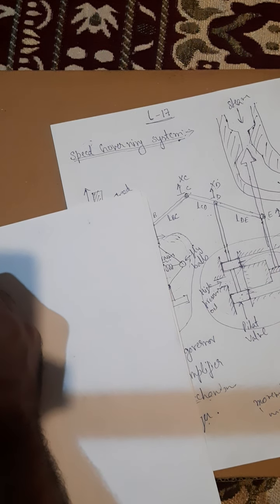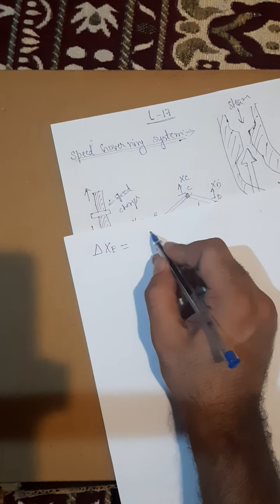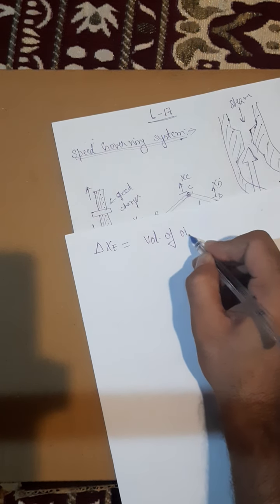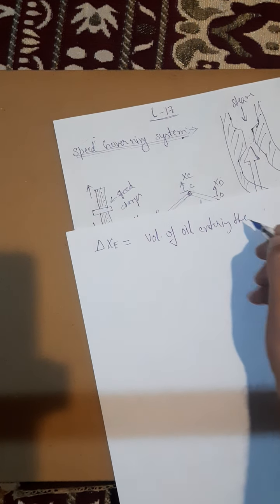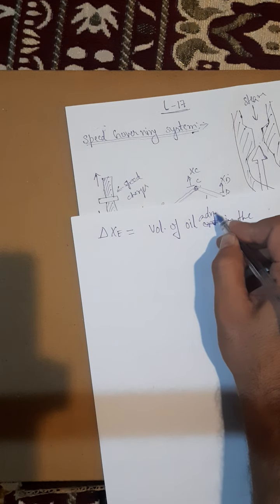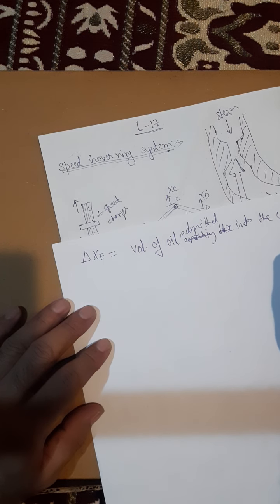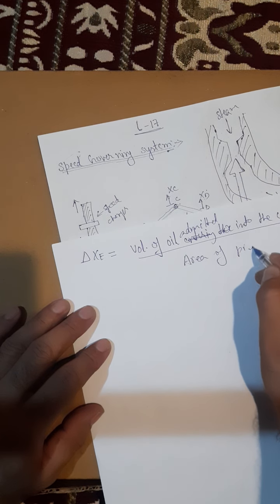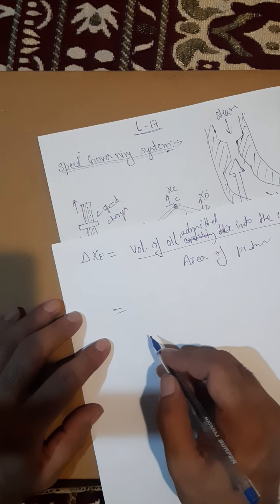So I am saying delta xe will be nothing but the volume of oil entering into the cylinder divided by the area of the piston. Okay, so the volume of oil admitted, it will depend upon what?